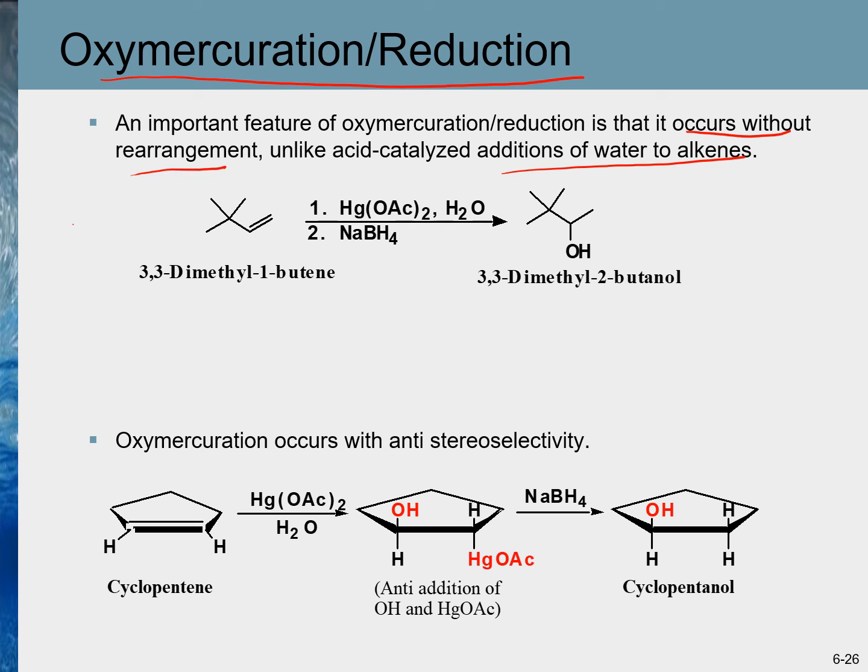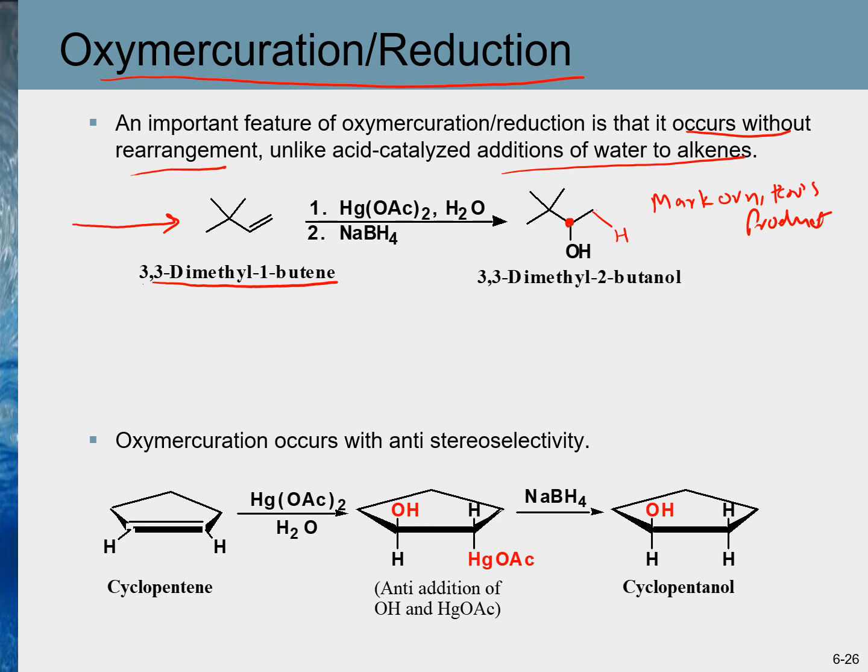For example, if we perform oxymercuration addition reaction to this alkene, that is 3,3-dimethyl-1-butene, the product will be simple Markovnikov's addition in which the OH group is added to the carbon of the double bond with less number of hydrogens, and hydrogen will be added to the carbon atom which contains more number of hydrogens. So this is simple Markovnikov's addition product. We call it Markovnikov's product.